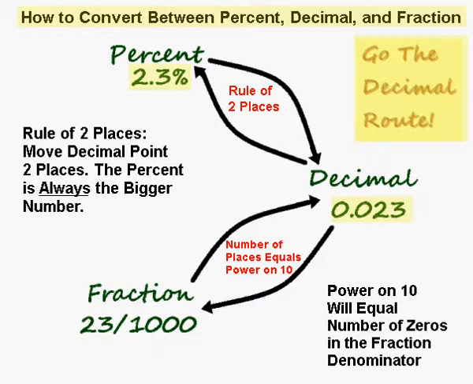Now we can turn that number into a fraction, just remembering that the number of decimal places, 3 in this case, is the power of 10 in the denominator. So 0.023 becomes 23 over 1,000, since 1,000 is 10 to the third. Just remember, the denominator will have the same number of zeros as there were places in the decimal. We had 1, 2, 3 places in the decimal, 1, 2, 3 zeros in our fraction denominator.